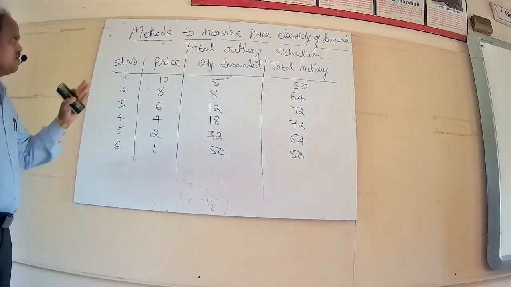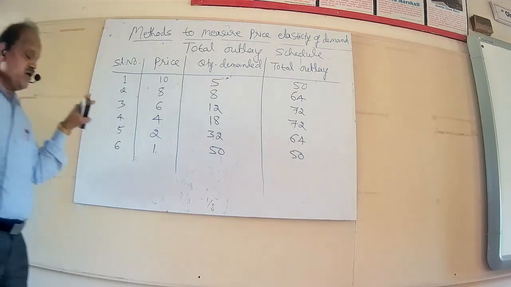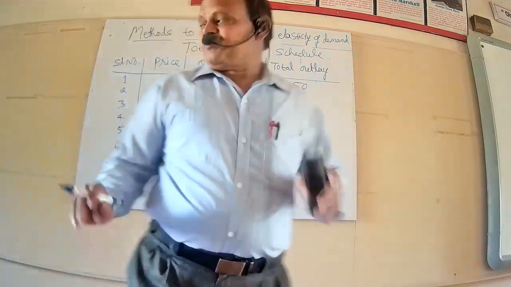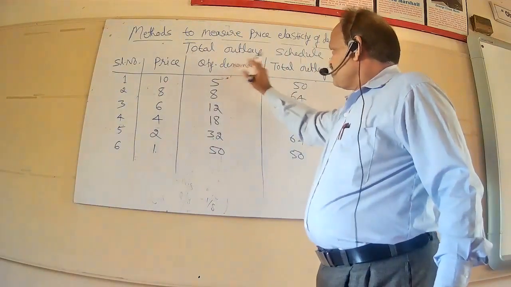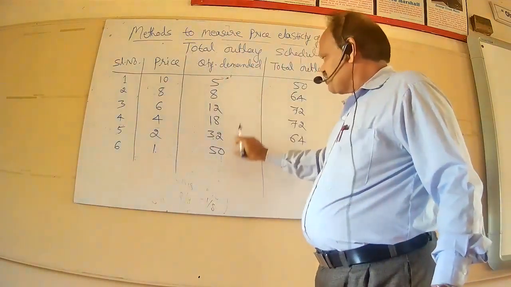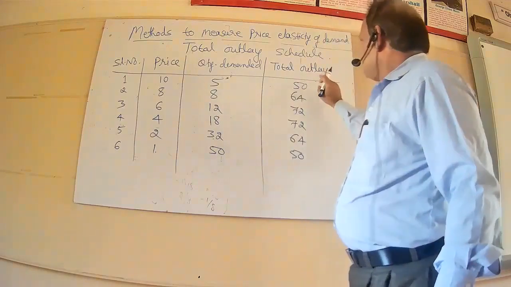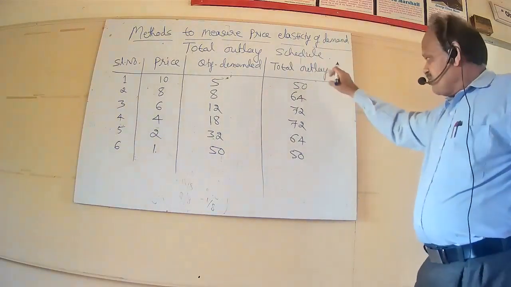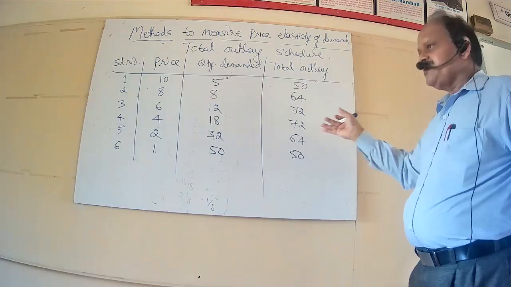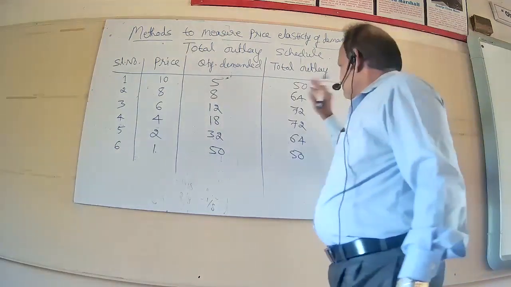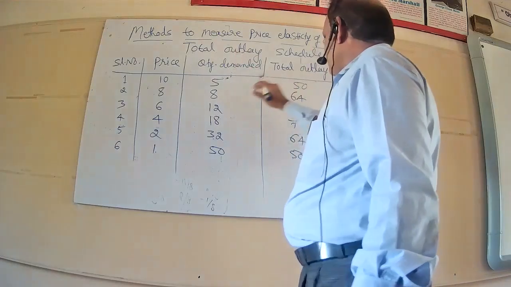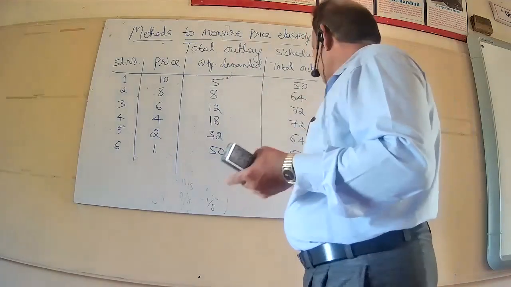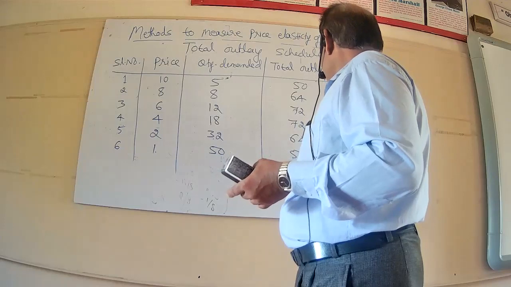So here the total outlay schedule very clearly shows that as the price of a commodity falls, total quantity demanded will go on increasing or extending, but the total outlay made on that commodity has varied. So the behavioral changes made in the total outlay can very clearly state the three types of elasticity of demand.